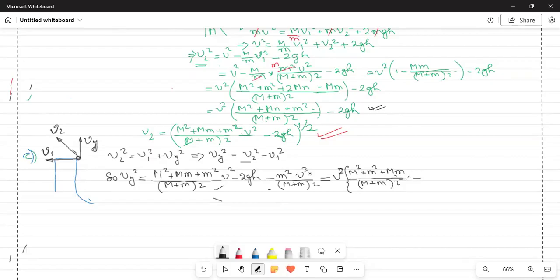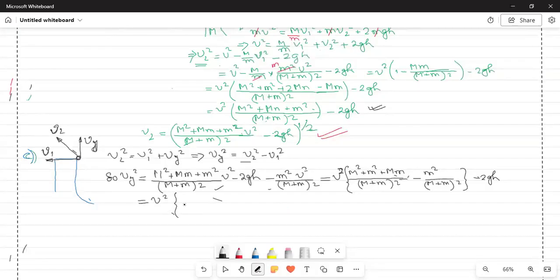minus, from here I have small m square divided by capital M plus small m whole square. The second bracket is closed, minus this term 2gh. This is equal to v square. We continue this.